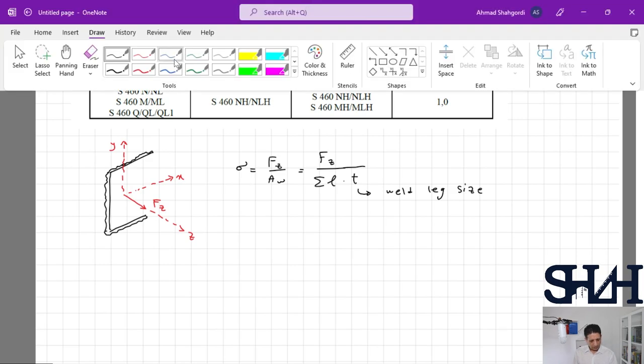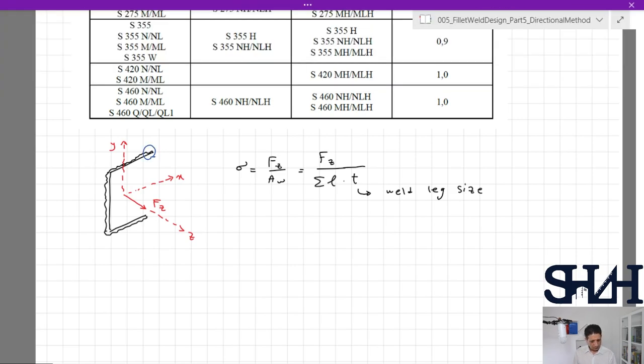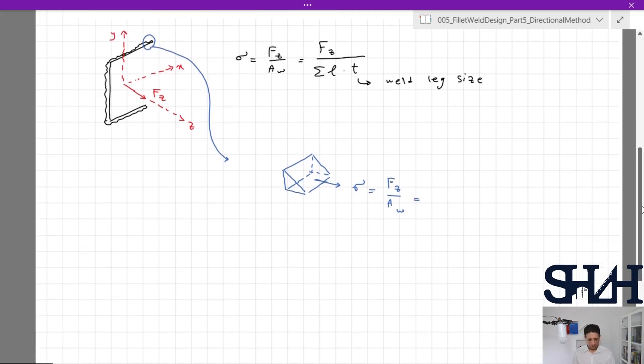Now let's have a look at this point just as one element. Sigma, which is Fz divided by Aw, and as far as it's evenly distributed, we can assume that it's Fz divided by the segment area. In other words, the force which is applied to this segment is Fz. Now I can look at it from the side, and this is Fz.